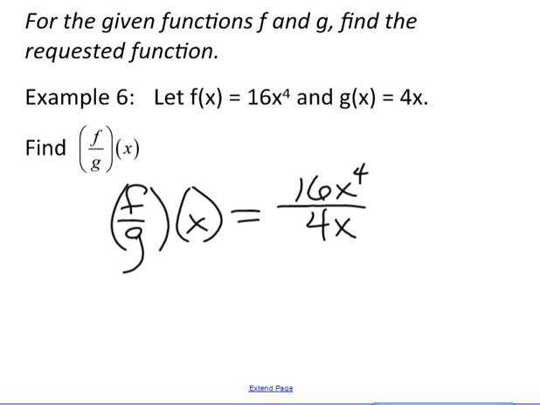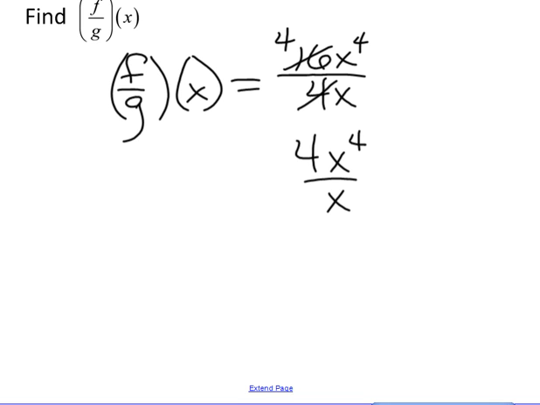Okay. So I do know that 4 goes into 16 4 times. So right now I am currently left with x to the 4th divided by x. Now if you recall the rules for exponents, that's great. You can do the rules for exponents. If you don't remember the rules for exponents, remember x to the 4th is shorthand for x times x times x times x.